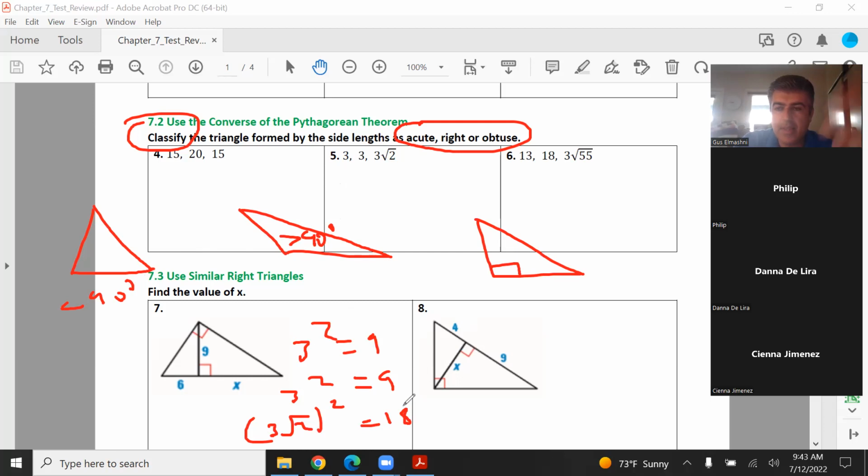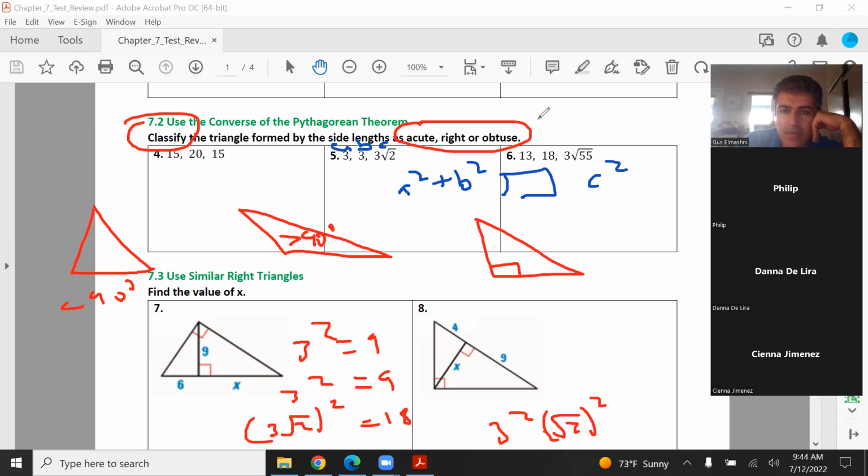Easy peasy, right? 9, 9, 18. And by the way, 3 root 2, that's 3 squared times root 2 squared, right? So 9 times 2, 18. Now what you do after that is you take the 2 smaller sides, which of course are 3 and 3, and you take the biggest side, which of course is 3 root 2, and you see how a squared plus b squared compares to c squared.